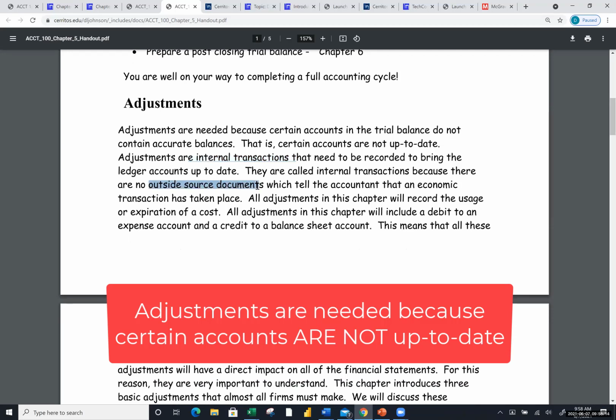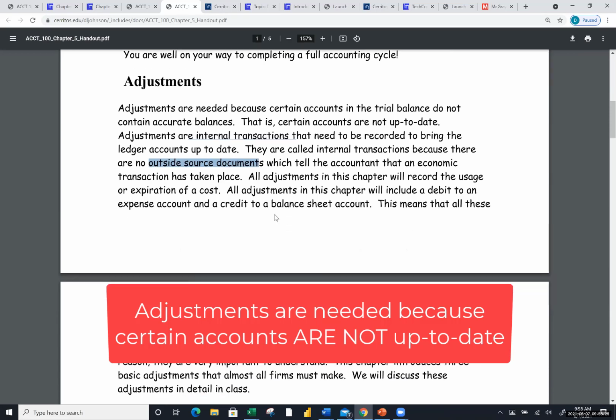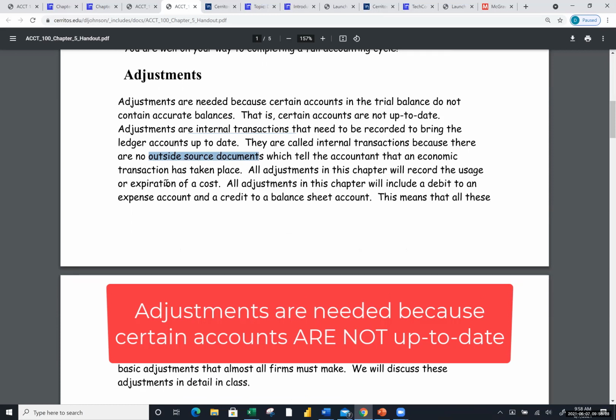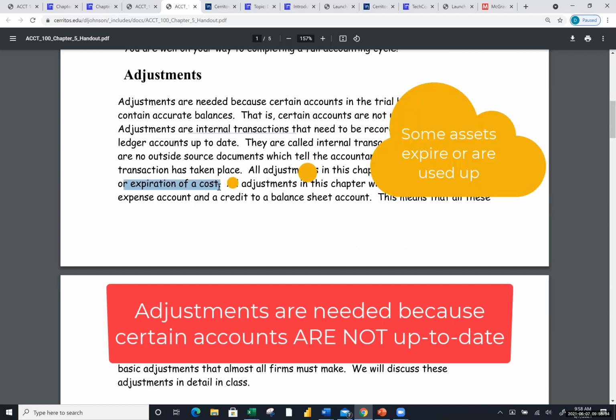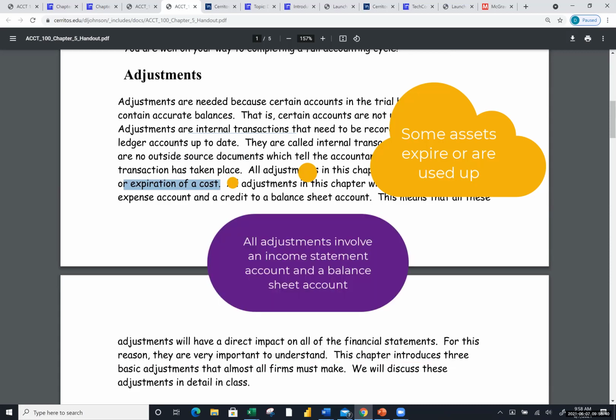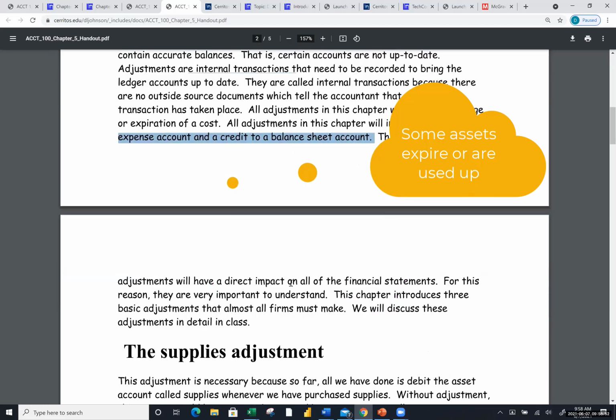In other words, we don't get an invoice or a check in the mail that tells us we need to do this. We just know as logical people that some of the accounts in that trial balance are not up to date. And that's because some assets get used up and some assets eventually expire. In every single one of these 3 adjustments that we're going to be doing right now, we're going to be debiting an expense. So if you've got a highlighter, we're going to be debiting an expense and crediting an asset, a balance sheet account. So that means that all of these adjustments will have a direct impact on the financial statements.